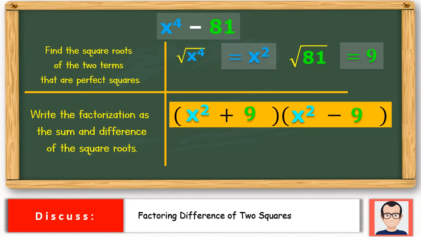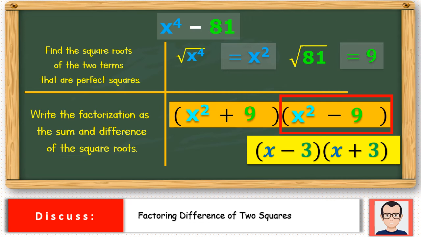Now question, is this our final answer? Please take note of the second factor, x squared minus 9. It is still factorable under difference of two squares. If we factor it, it is equal to x minus 3, x plus 3. Then, we have fixed the first factor, x squared plus 9. Our final answer is x squared plus 9 times x minus 3 times x plus 3.